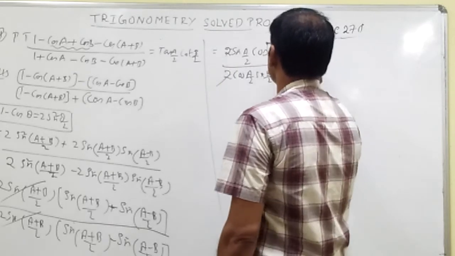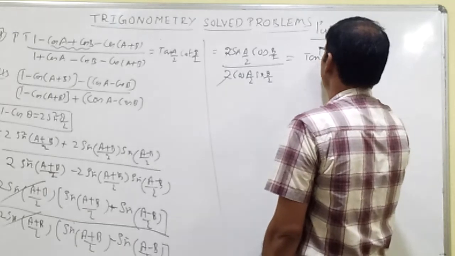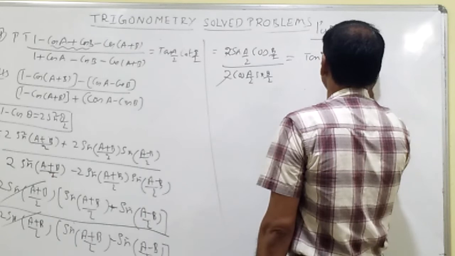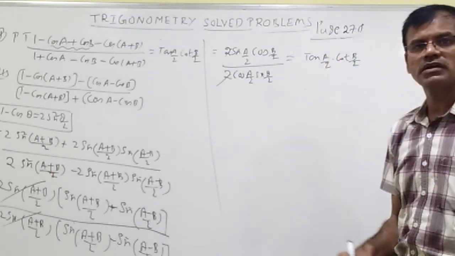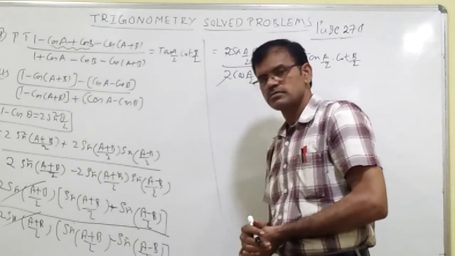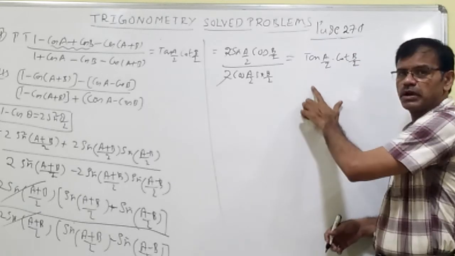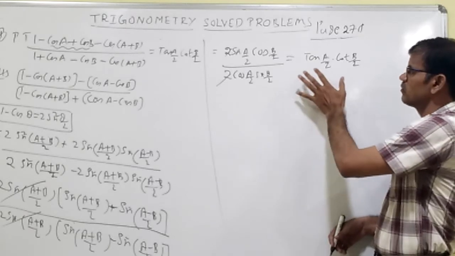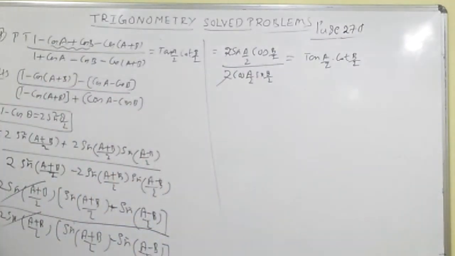2 get cancelled. Now sin A by 2 by cos A by 2 is tan A by 2, into cos B by 2 by sin B by 2 is cot B by 2. Because sin theta by cos theta is tan theta and cos theta by sin theta is cot theta. In our objective material, they given as tan A by 2 by tan B by 2, because cot B by 2 can be written as 1 by tan B by 2. In our material, the formula is like this, tan A by 2 by tan B by 2. It is objective sum.